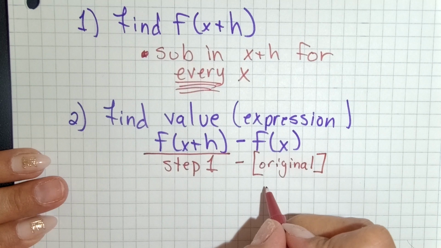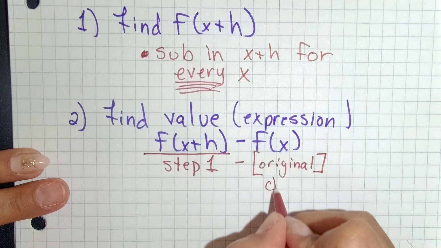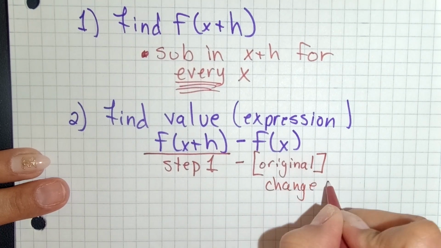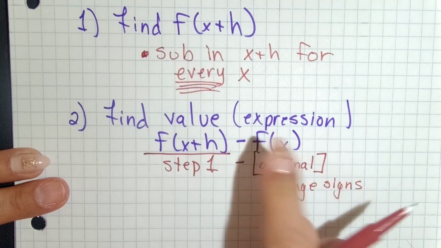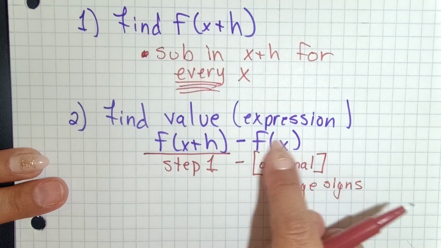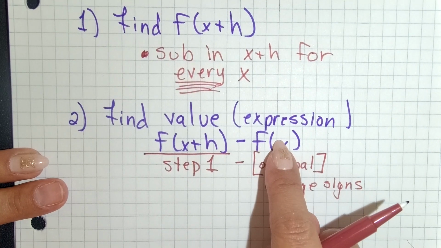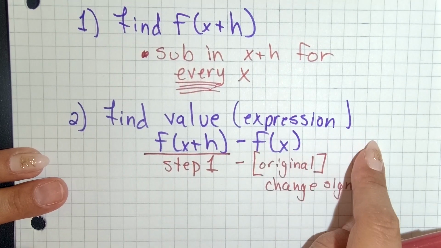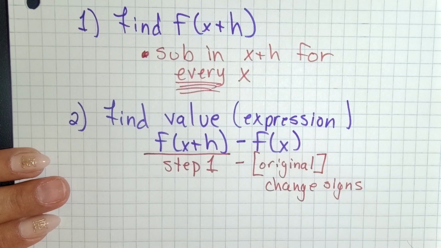You will need to change the signs, because this minus sign says that we are multiplying by -1 for all of this. If there are 3 terms, you need to change the sign for all of the terms.